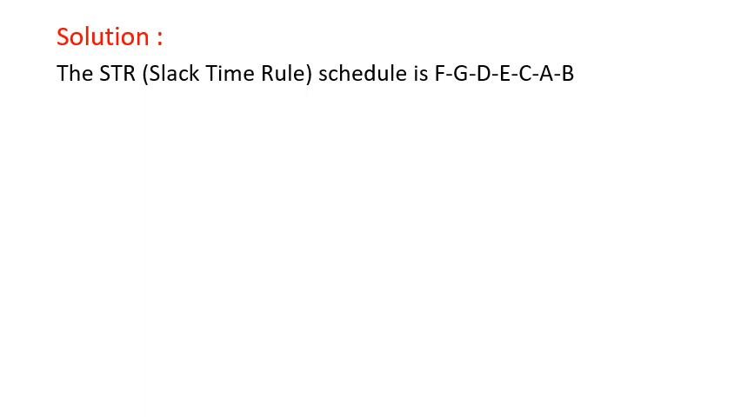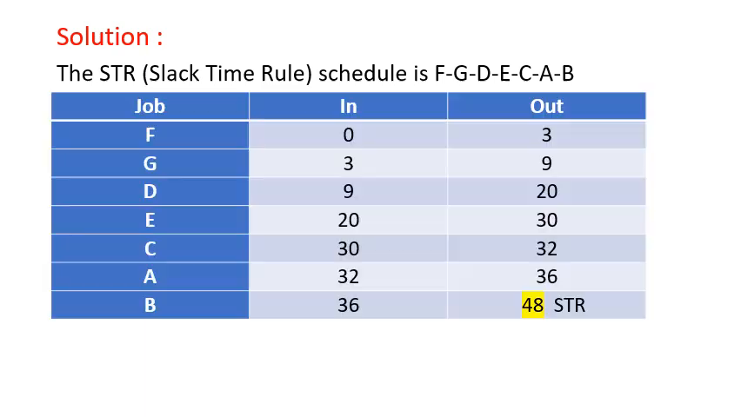According to the slack time rule, the schedule was FGDECAB. So again, construct the table according to FGDECAB, the total time will come to 48. By STR rule, it will come to 48. So your total time here, when you add all this, will be 178.